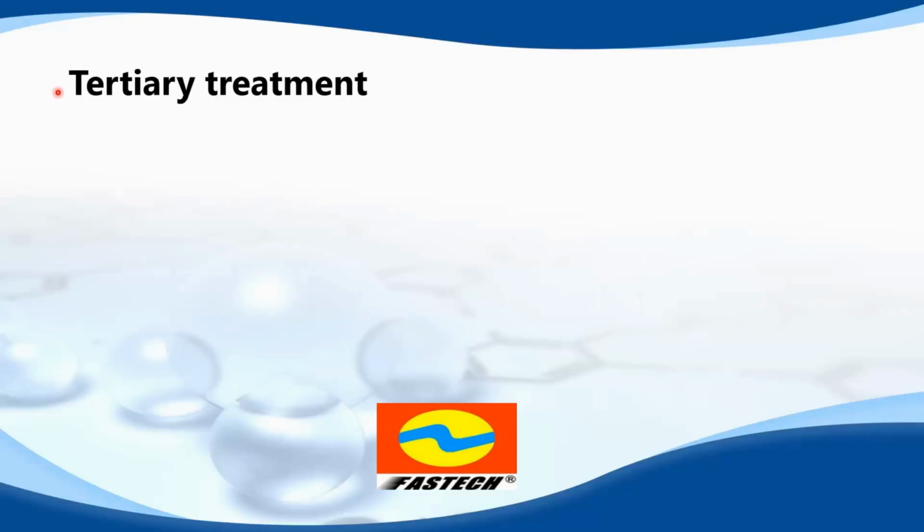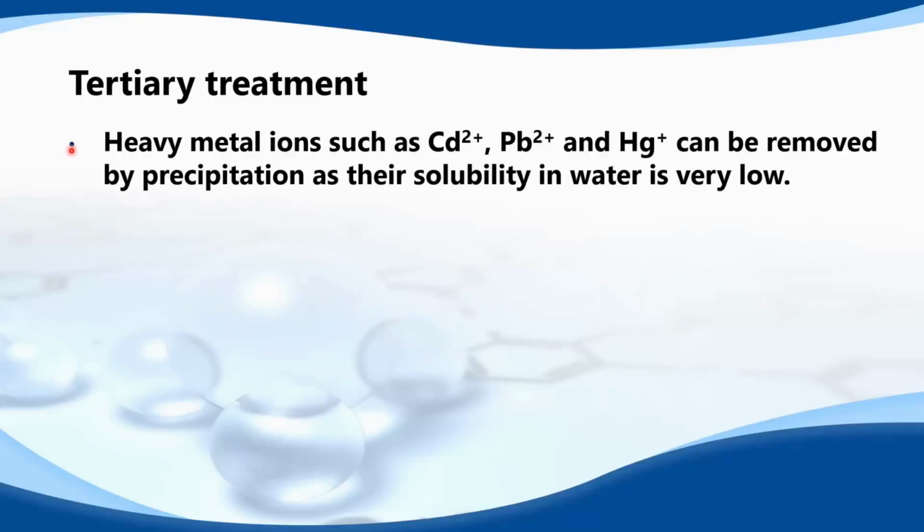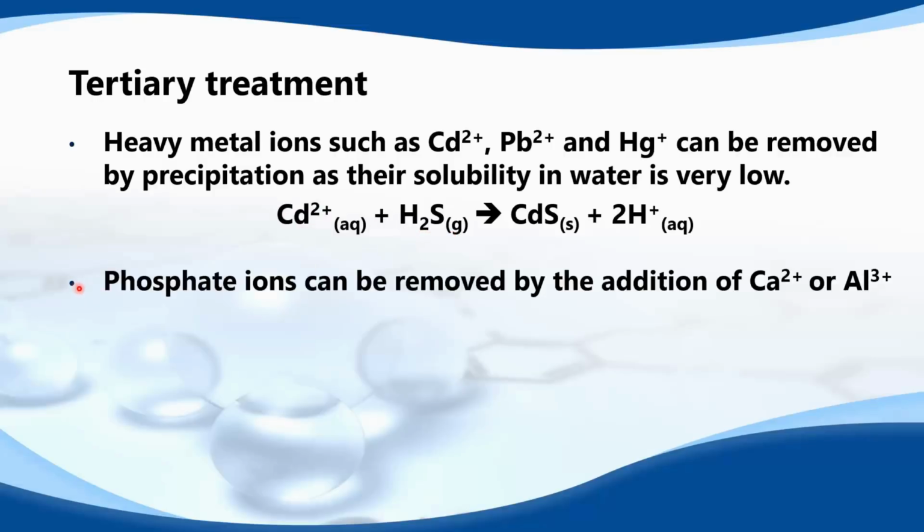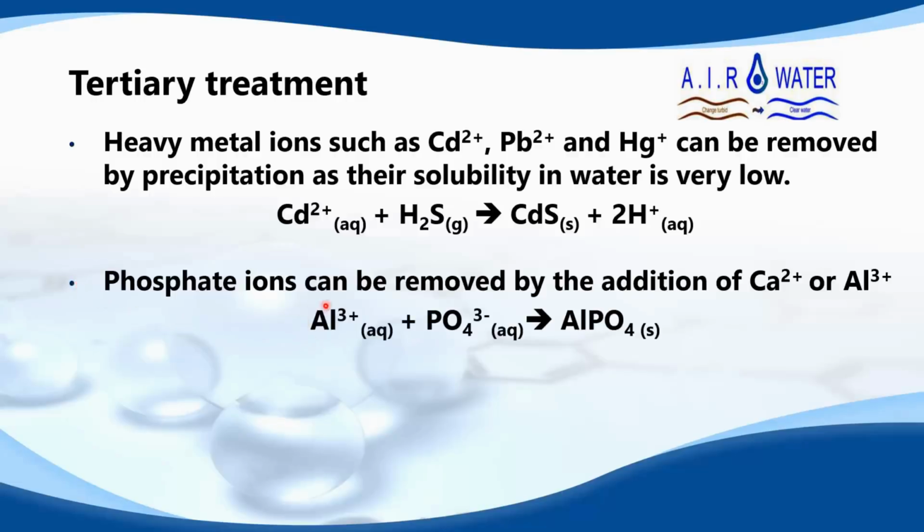next, we look at the tertiary treatment. Heavy metal ions such as Cd2+, Pb2+, and Hg+ can be removed by precipitation as their solubility in water is very low. Here's an example of cadmium 2+ ions being removed with hydrogen sulfide gas. Phosphate ions can be removed by the addition of Ca2+ or Al3+ ions. And here we have the Al3+ ions reacting with the phosphate ion to give you aluminium phosphate, AlPO4.